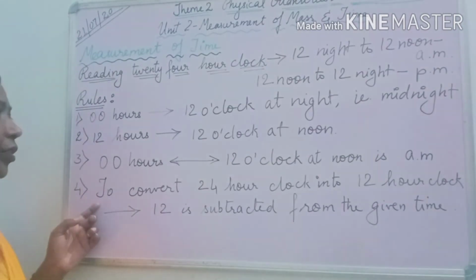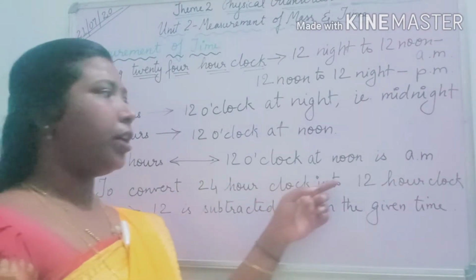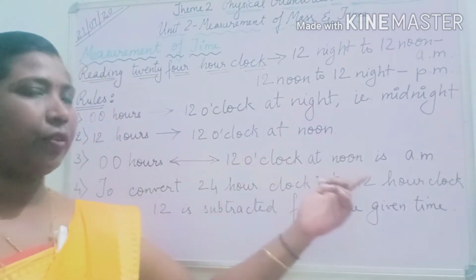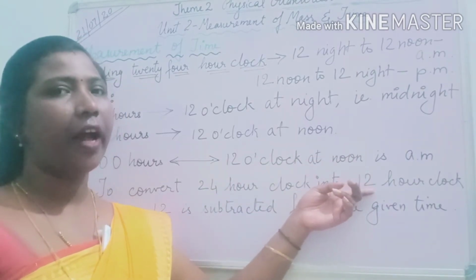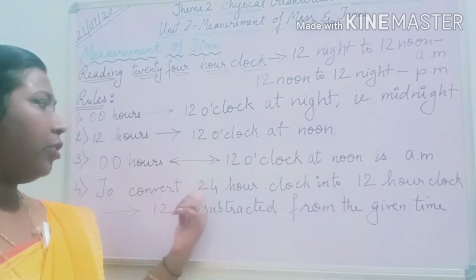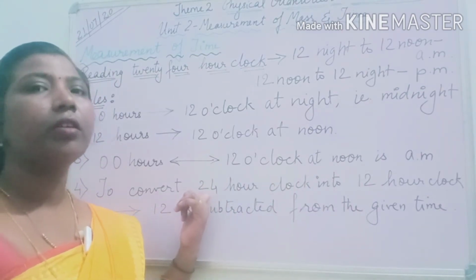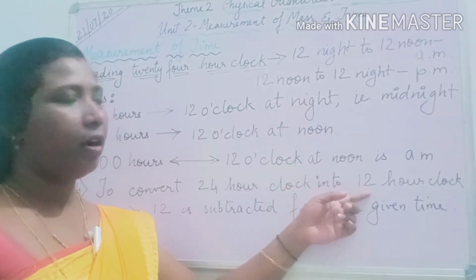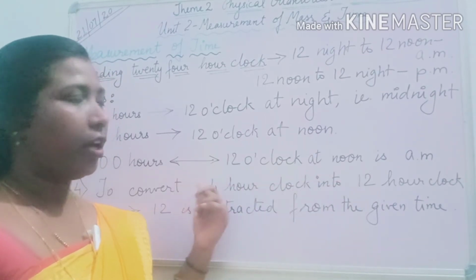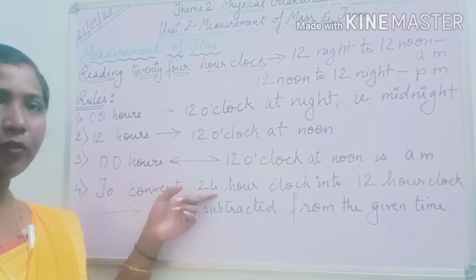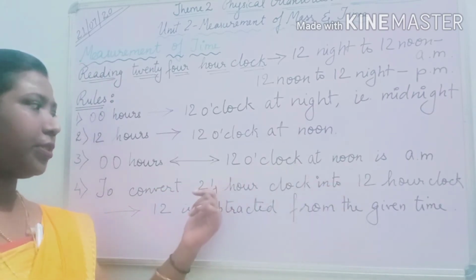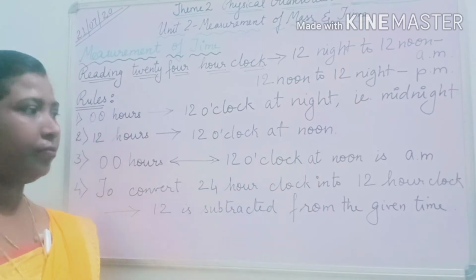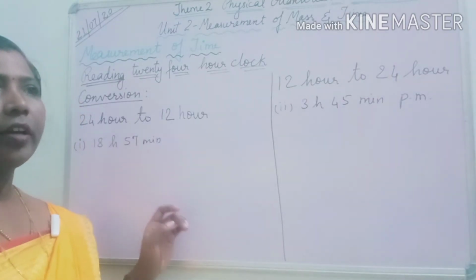Now, to convert the 24-hour clock into 12 hour, how will we convert? We will just subtract 12 hours from the given time. Whatever the given time is, we will subtract 12 hours from it. If we want to find out 24 hour, then 24 minus 12 we will get 12. Is that clear?